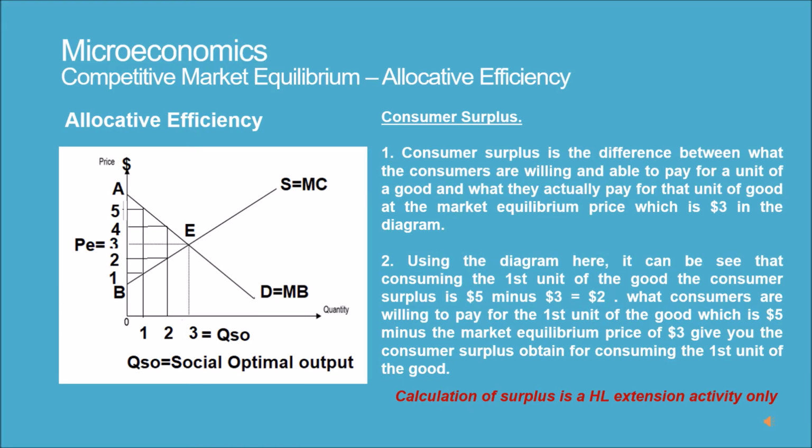Consumer surplus. 1. Consumer surplus is the difference between what the consumers are willing and able to pay for a unit of a good and what they actually pay for that unit of good at the market equilibrium price, which is $3 in the diagram. 2. Using the diagram here, it can be seen that consuming the first unit of the good, the consumer surplus is $5 minus $3 equals $2. What consumers are willing to pay for the first unit of the good, which is $5 minus the market equilibrium price of $3, give you the consumer surplus obtained for consuming the first unit of the good.